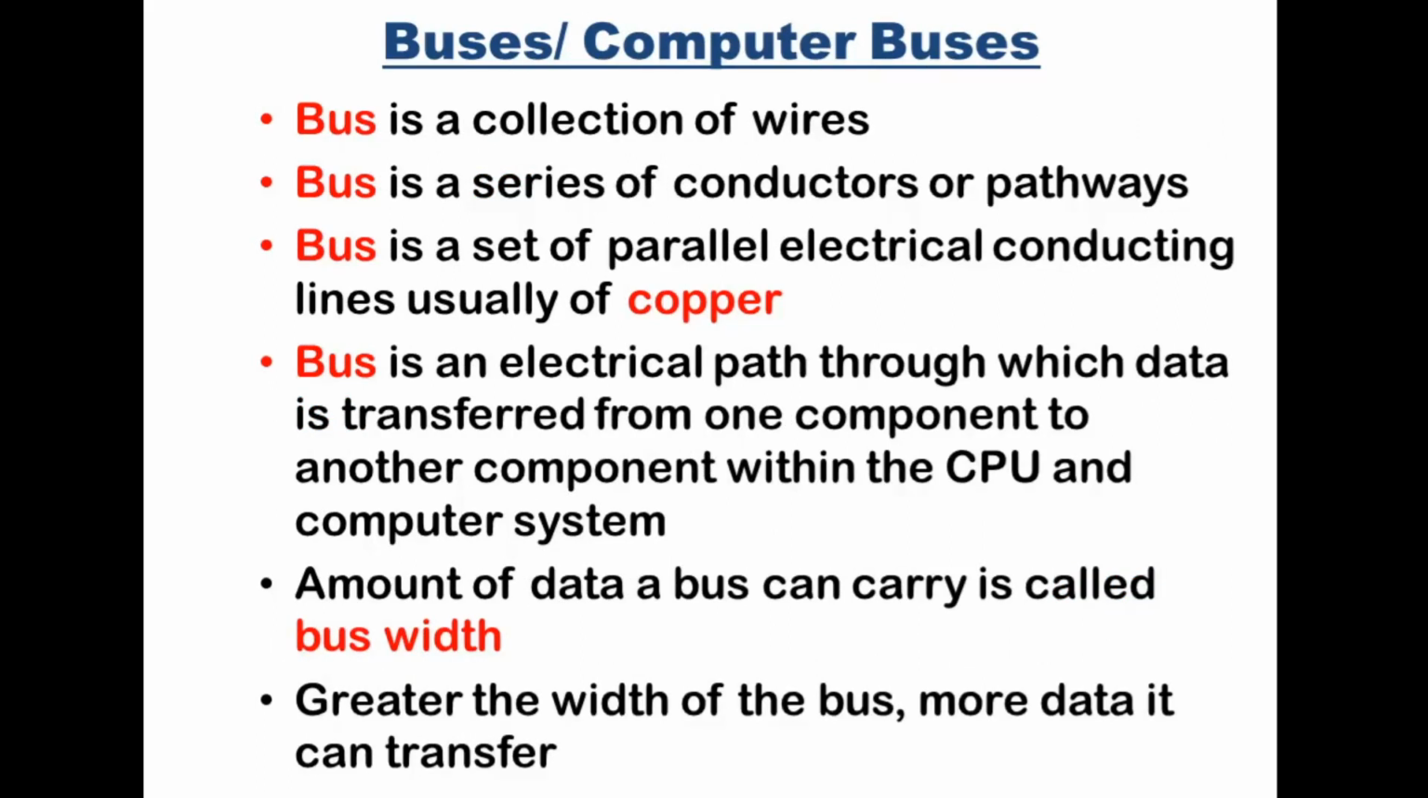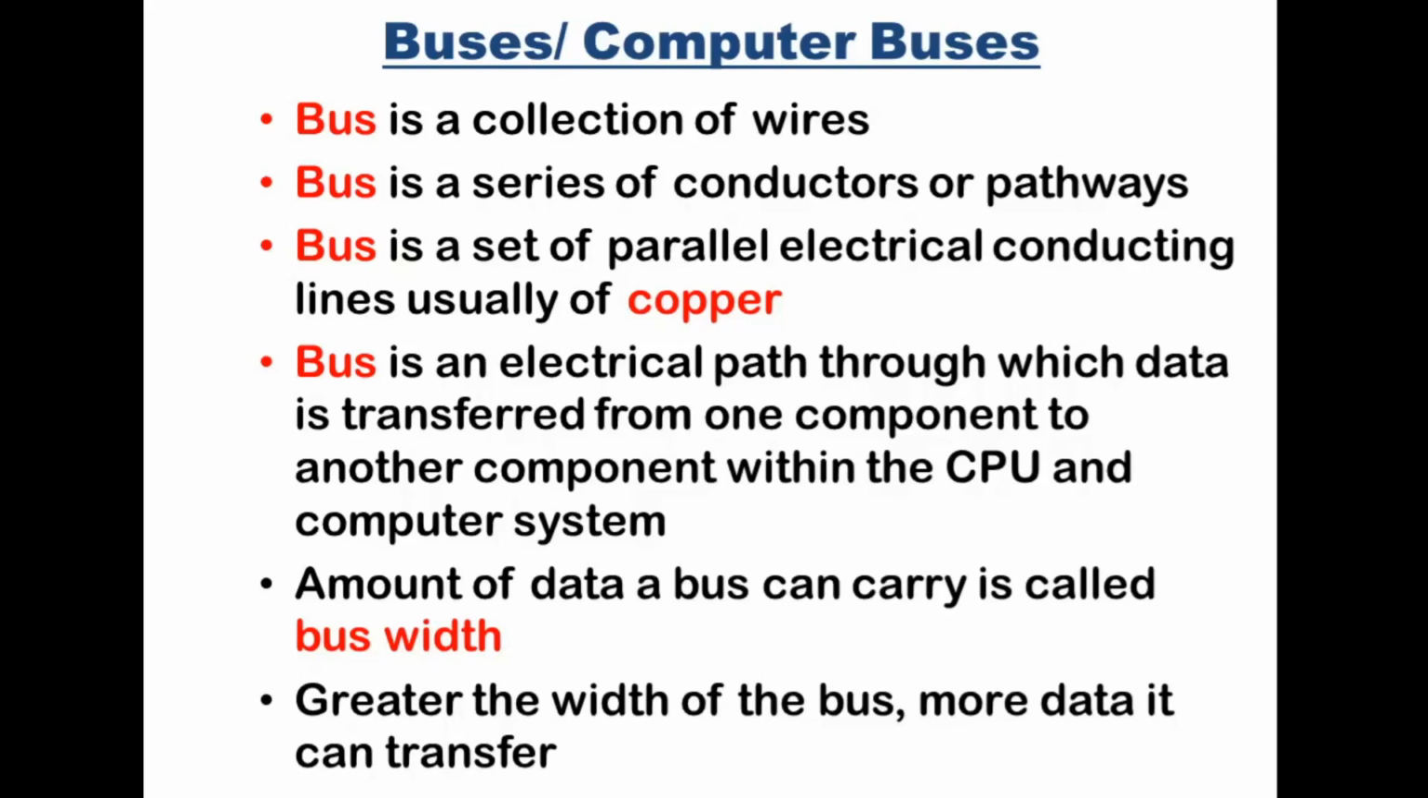Now boys, the buses or the computer buses. You can call it the simple bus or the computer bus. Bus is basically a collection of wires which is used to connect one component to another. So what the bus is? Bus is a series of conductors or pathways. You know that the conductor allows the signals or the current to pass through it, and pathway is also used to transfer the data or the instructions from one component to another.